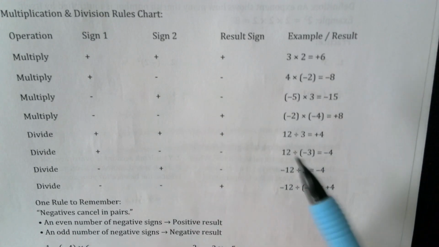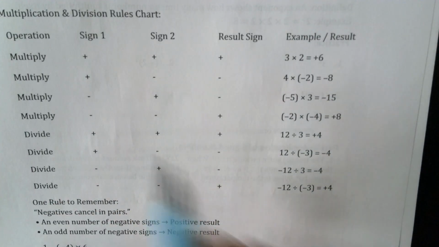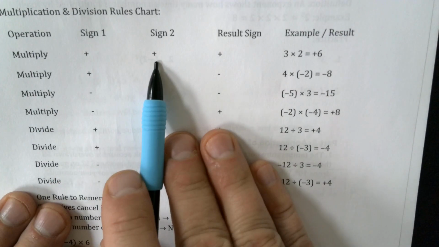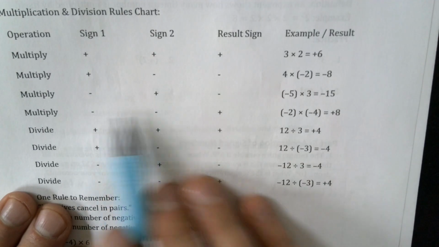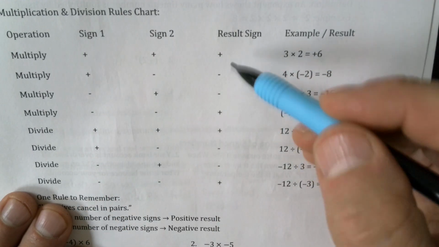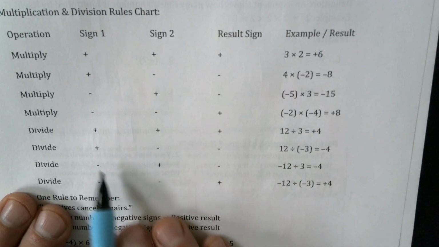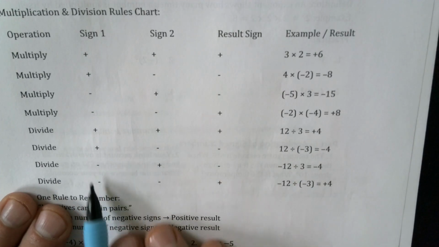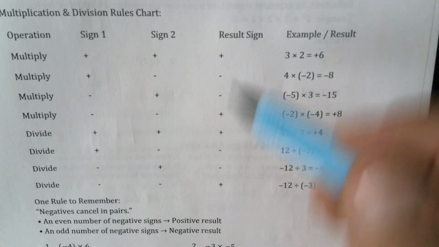Now, this chart actually describes all the possible combinations for multiplying. You could multiply two positives, or a positive and a negative, or a negative and a positive, or two negatives. And these are the results. And the same thing with division. You could divide two positives, or a positive and a negative, or a negative and a positive, or a negative and a negative. And these would be the results.